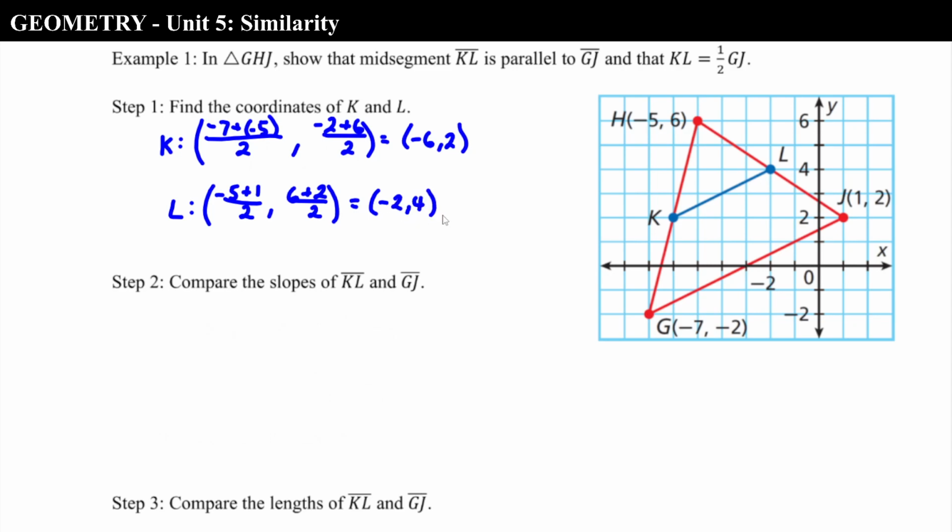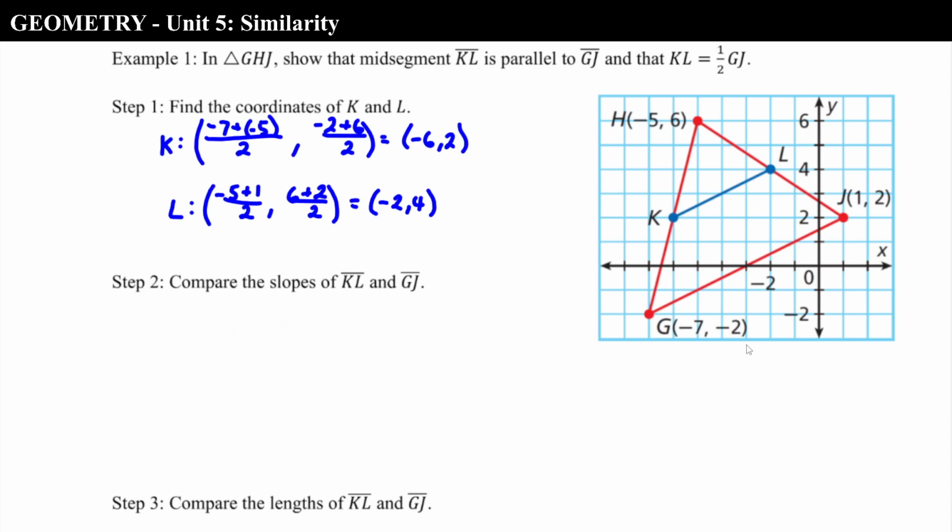But since we're given the graph, probably the easier option would have been just to find the coordinates on the plane. Negative 6, 2, negative 2, 4. Either way would have worked, but there it is mathematically in case you wanted to see it that way. That goes back to Unit 1 material.